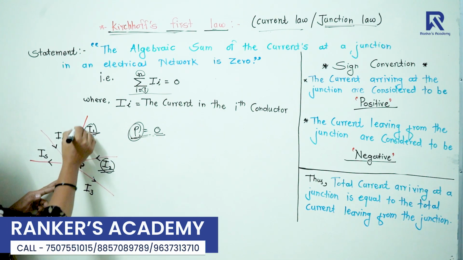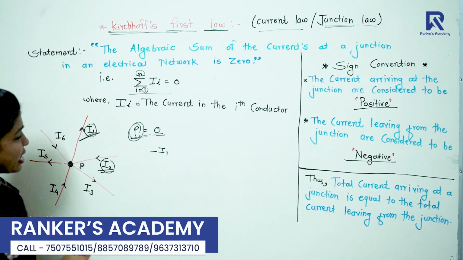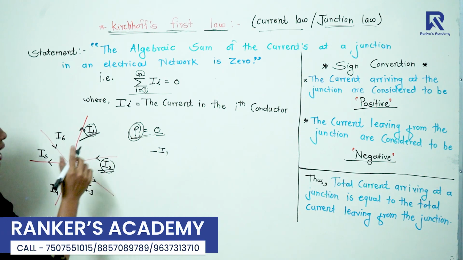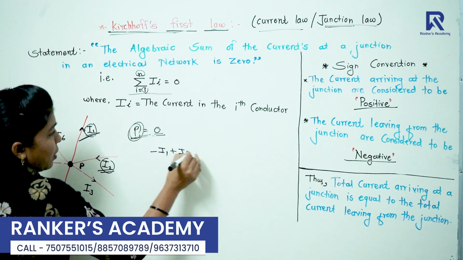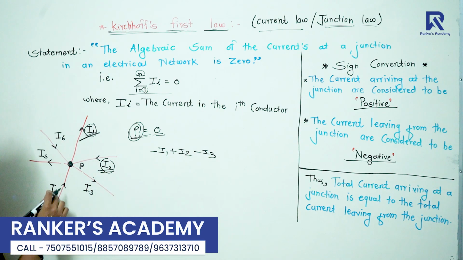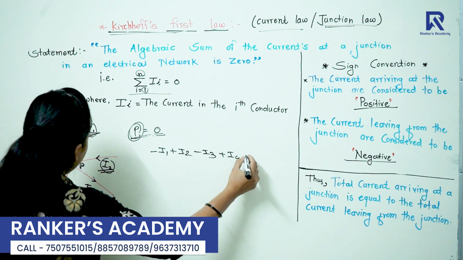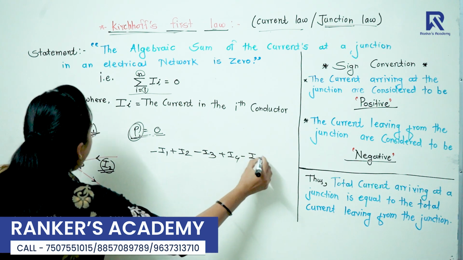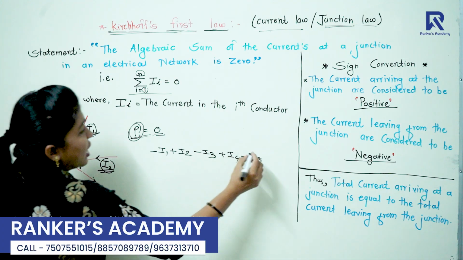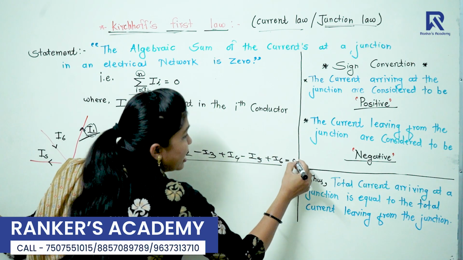I1 is current leaving from the junction, so we have to consider it negative, minus I1. I2 is arriving at the junction, plus I2. I3 leaving from the junction, minus I3. I4 arriving at the junction, plus I4. I5 leaving from the junction, minus I5, and I6 arriving at the junction, plus I6, and the total of this current is equal to 0.